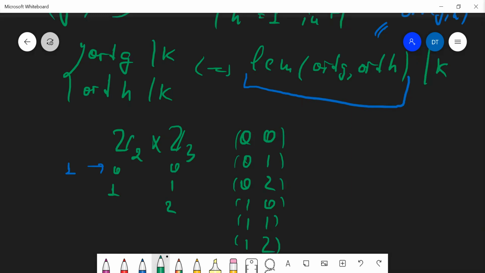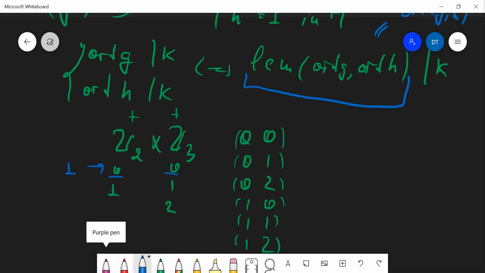When you write Z2, Z3, you will always use plus, modulo 2 and modulo 3. If you use multiplication, this is not a group because 0 is not invertible. You cannot divide by 0. There is no element such that 0 times something gives you 1 modulo 2. So the neutral element here is 0, and here is also 0.